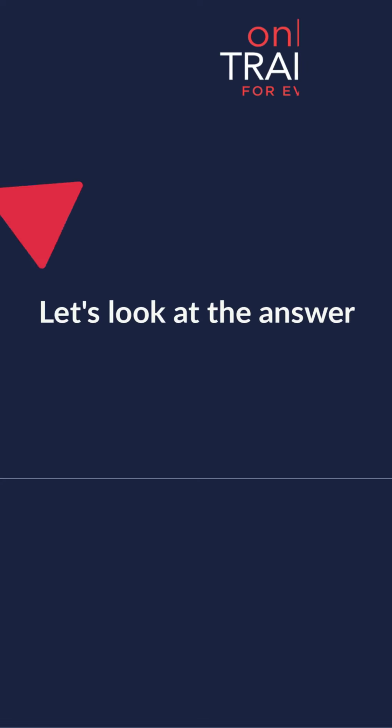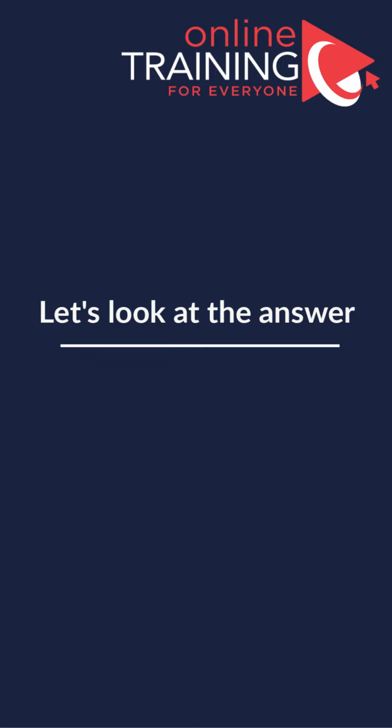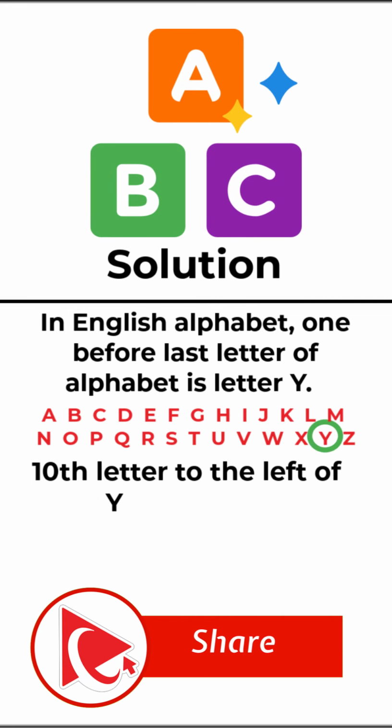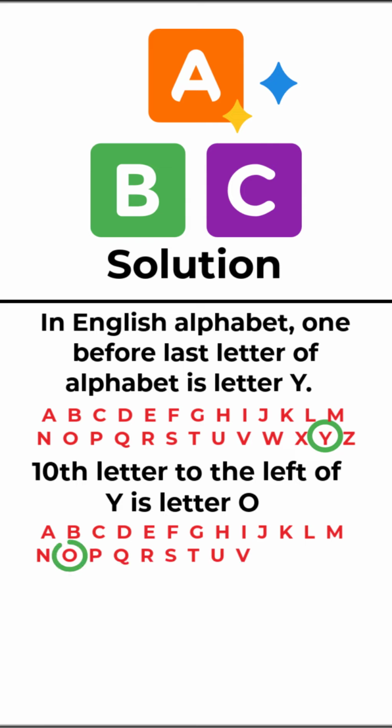As you might be well aware, in the English alphabet there are 26 letters, and the letter one before last is letter Y. The 10th letter to the left of the letter Y would be letter O. Let me demonstrate it to you. If I am currently at the letter Y, let's count 10 letters to the left: 1, 2, 3, 4, 5, 6, 7, 8, 9, and 10. You see, I ended up on the letter O.